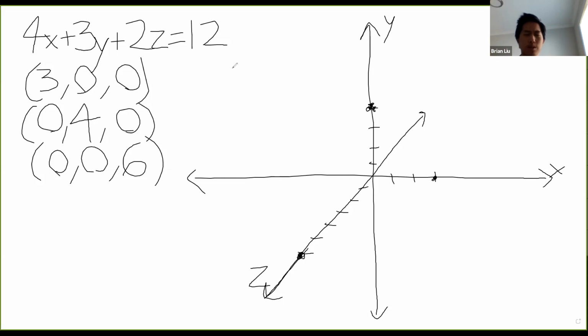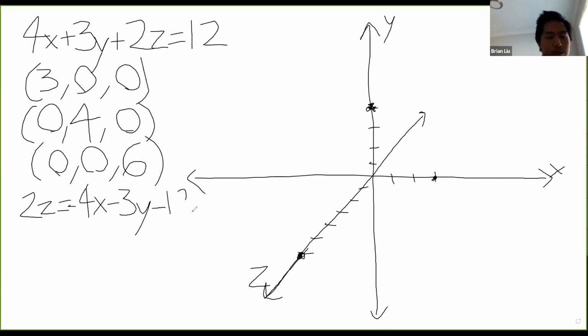So what do we think all the values that satisfy this are going to turn out to look like? Well, you might guess that it's a plane. And so, well, what can we do? Like last time, in order to generate more points, we wrote y in terms of x. And now we can write z, put z on one side and put x and y on the other. So 2z equals negative 4x minus 3y plus 12.